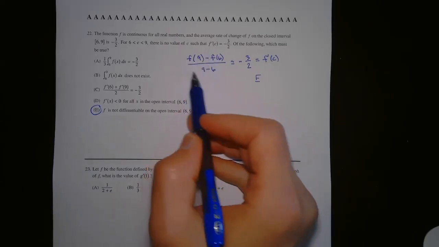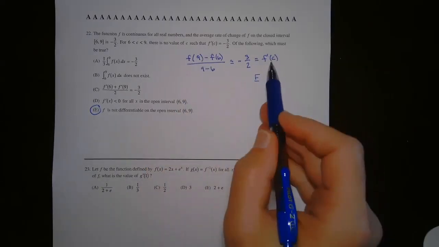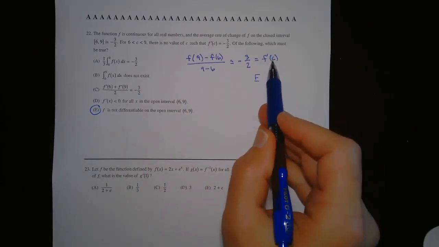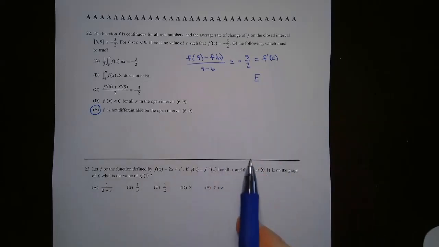This is the average rate of change. This is the derivative. And the x value where that derivative has to happen has to be somewhere in between the endpoints, okay? All right, so let's go to the next one, okay?